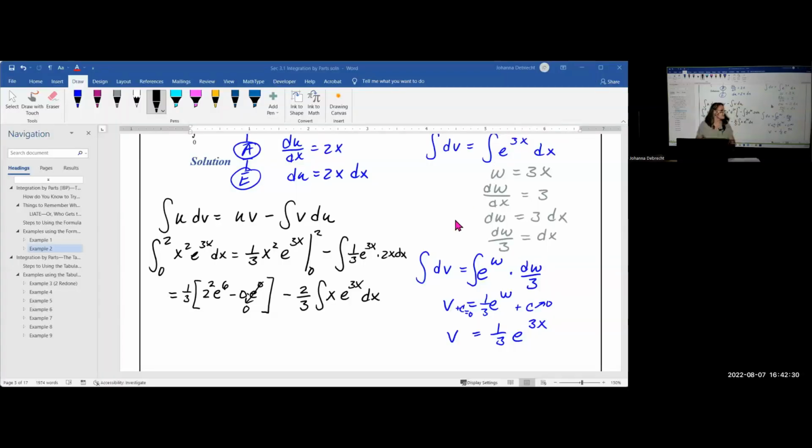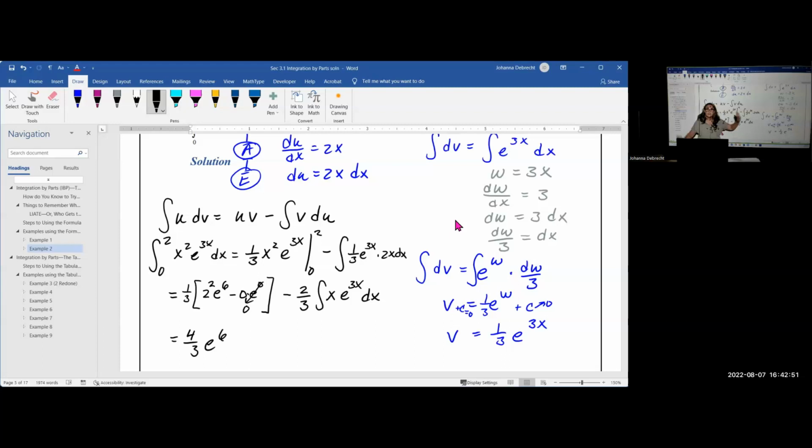Okay, let's compare and see what we got. For this first part here, I basically end up with 4/3 e to the 6th. So that's what I have here, 4/3 e to the 6th. And for this second part, I have the integral of minus 2/3 x e to the 3x dx.